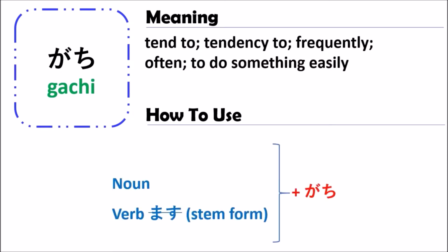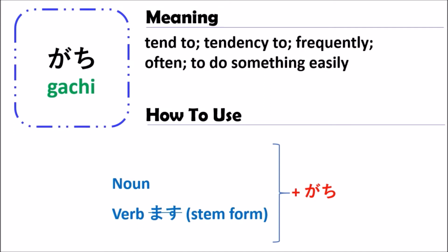How to use it? In Japanese, when you use the grammar gachi, you use noun and verb with gachi. For a noun, you just use it in that form, nothing changes. But for verbs, you should change the verb to the masu form and cut out masu. For example, ikimasu, you cut out masu, just say ikigachi. Or shimasu, cut out masu, just say shigachi.